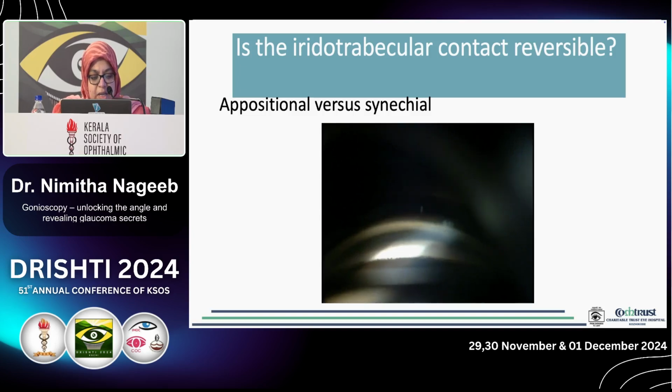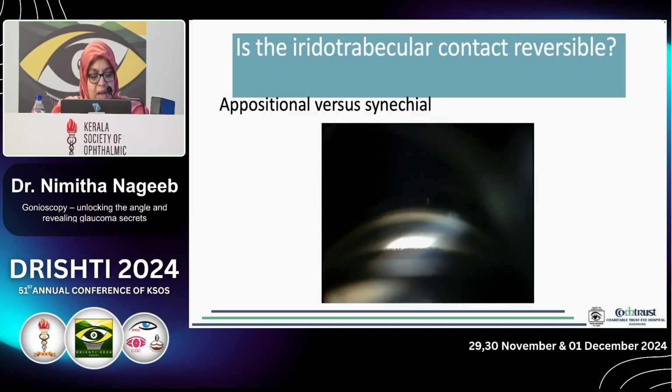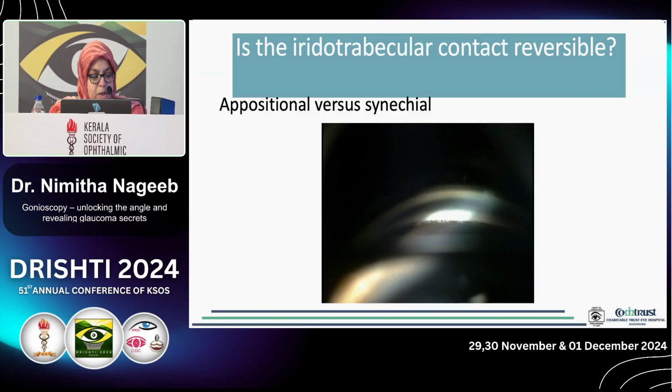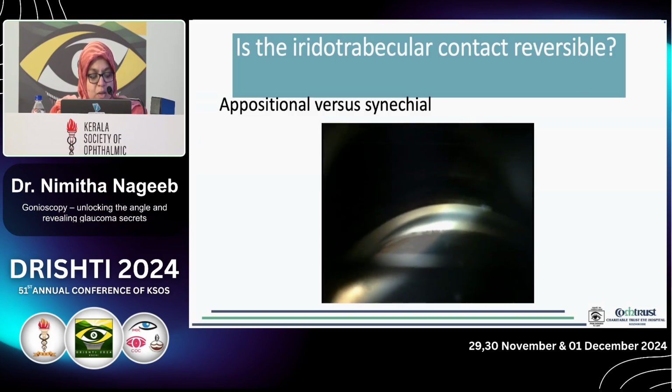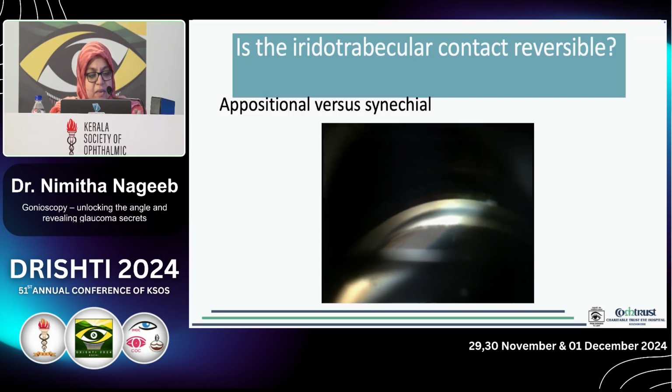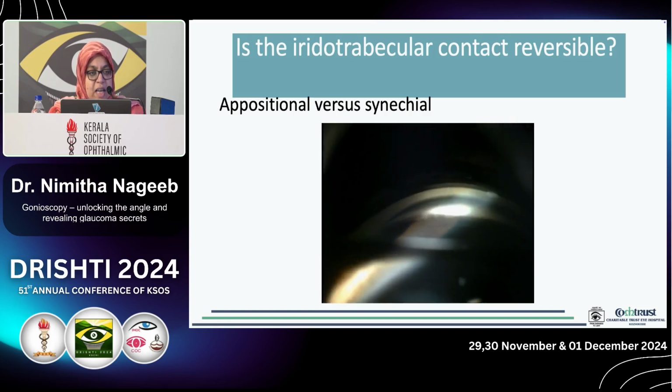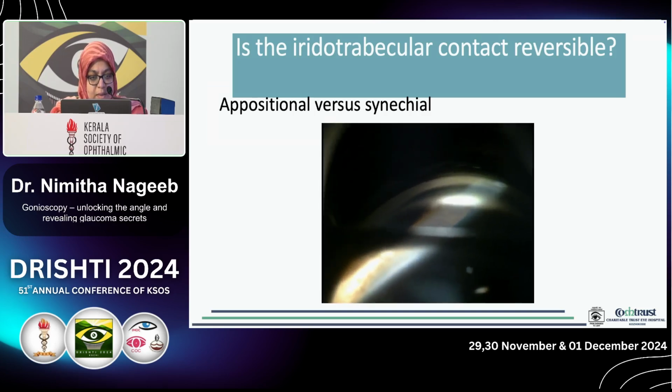In this video, basically, none of the angle structures are visible, but as soon as I press over the cornea, you can see a few of the structures visible. So if a few structures are visible, it is indicative of appositional closure, whereas if none of the angle structures are visible, it is indicative of synechial angle closure.